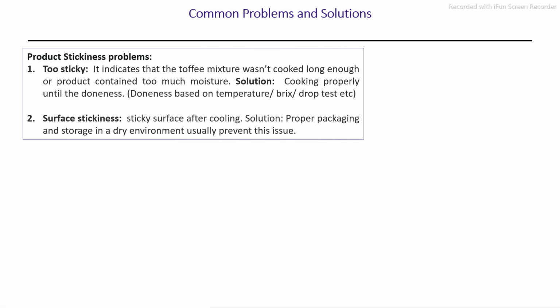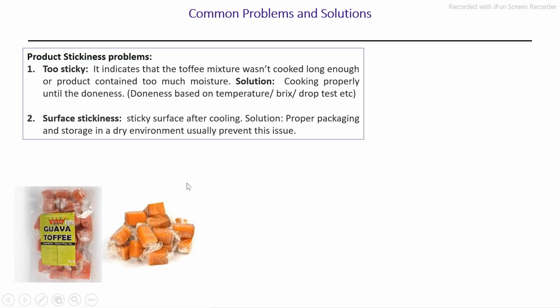After the preparation of the product, we can observe the main problems. The first is the stickiness problem. If the prepared product is too sticky, it means proper cooking was not done. This problem is overcome by carrying out the doneness test with temperature. The second problem is surface stickiness, where after cooling we observe the surface is sticky. This can be overcome by proper cooking, and after that immediate proper packaging and storage.